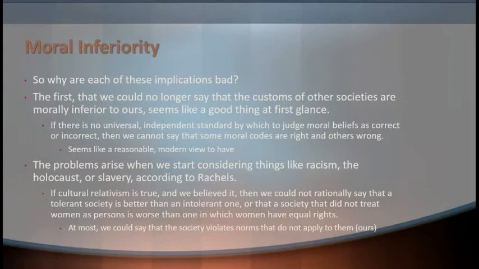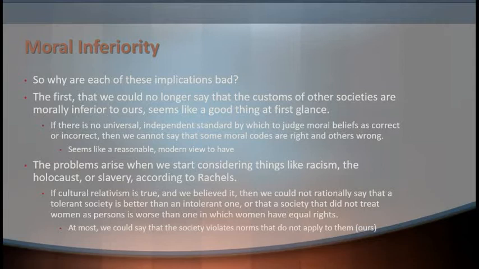The first implication says that if moral relativism were true, then we could no longer say that the customs of other societies are morally inferior. And at quick glance, that seems like it might be a good thing. If there is no universal independent moral standard by which we can judge moral beliefs as being correct or incorrect, then it becomes impossible for us to say that some moral codes are right and other codes are wrong. At first glance, that seems like a reasonable modern view to have. It stops us from judging others, it stops us from condemning people we don't know, and so that seems like a rather sophisticated, tolerant position to take.